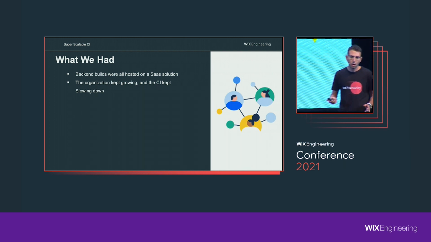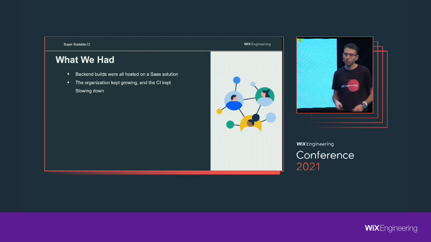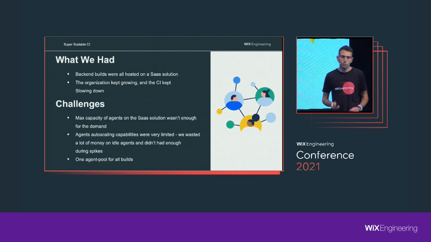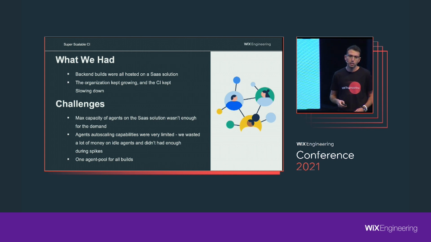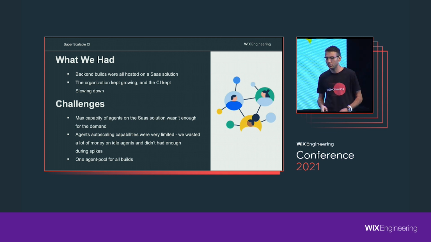All builds were hosted on a SaaS solution. And at first, things were just fine. But as the organization kept growing, CI kept slowing down, and we were facing new challenges. First issue we hit was the max capacity of agents the SaaS solution was able to provide. There were just not enough agents in the pool in order to match our demand.